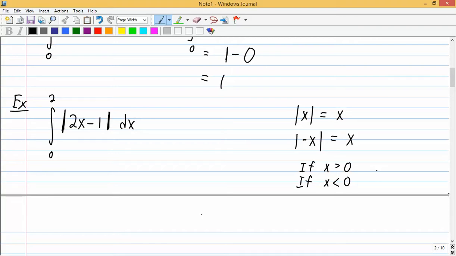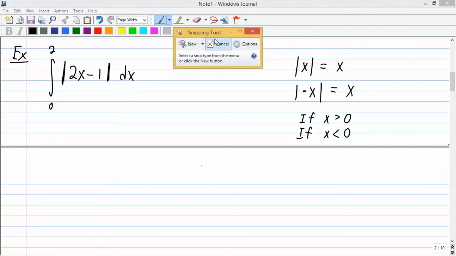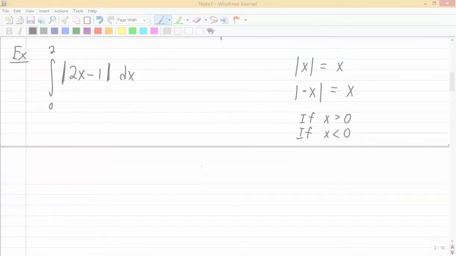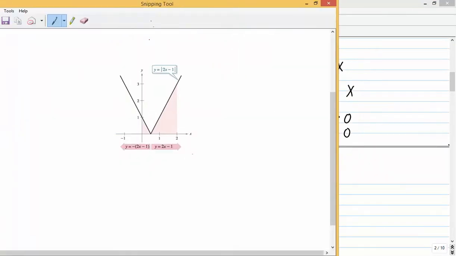Alright, so I'm going to show you a sketch really quick of this 2x minus 1. Here's what it looks like. Okay, let me see if I can make that a little bit larger.